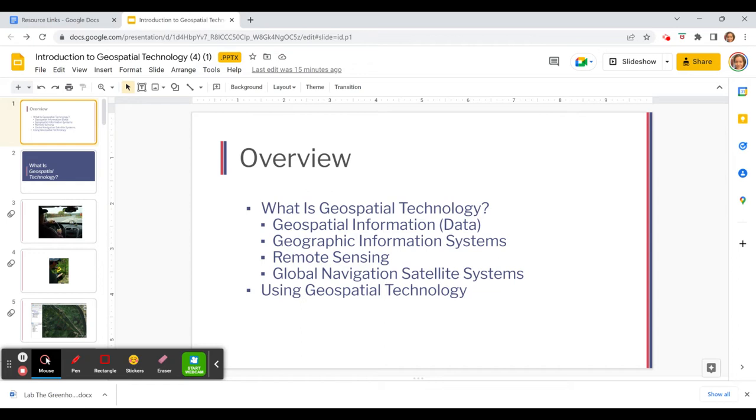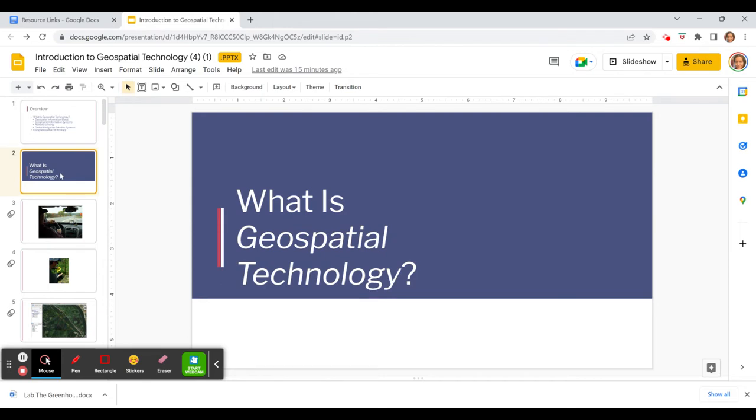So even though something might have a fancy name and a really fancy way of being utilized, it has a very basic way of integrating within our lives. So what we're going to be talking about is, all right, what exactly is geospatial technology? What is this geospatial information, which is data? A little bit about geographic information systems, which is GIS, remote sensing, global navigation satellite systems, and then how we use geospatial technology.